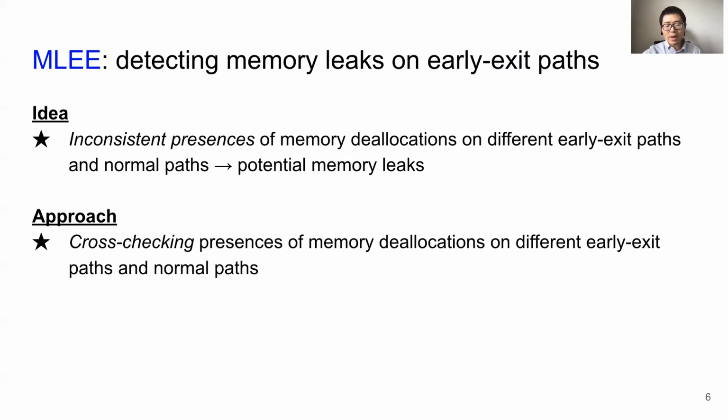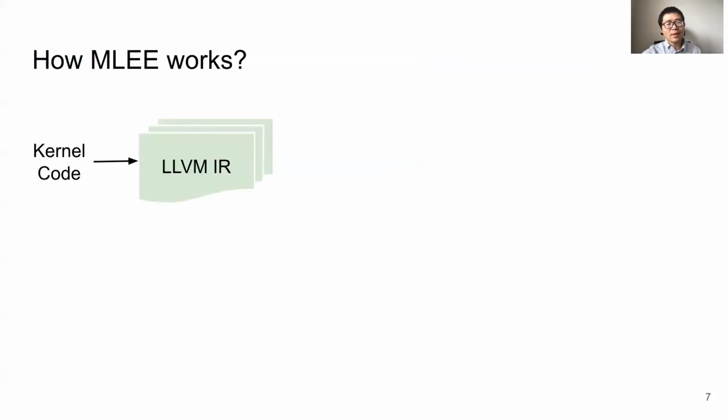Now let's see how MLEE works. MLEE takes as input the LLVM IR of the target kernel and reports the memory leaks detected on early exit paths. The first step of MLEE is to identify early exit paths in the target kernel. This is done by analyzing conditional branches in each kernel routine.